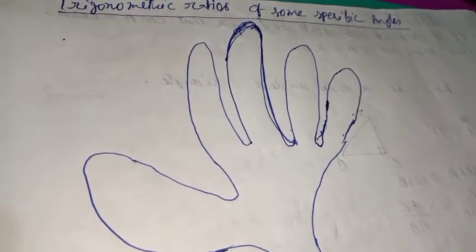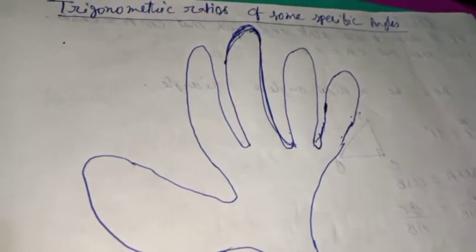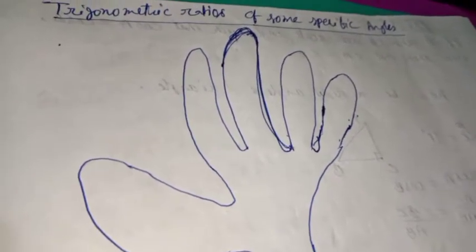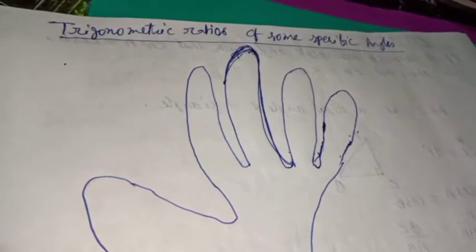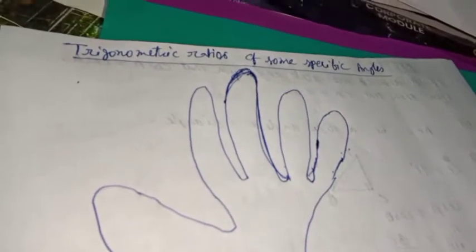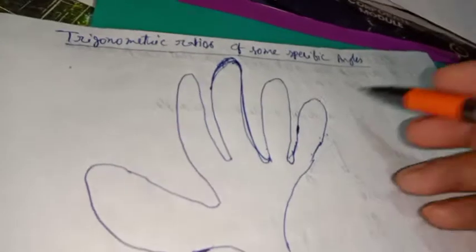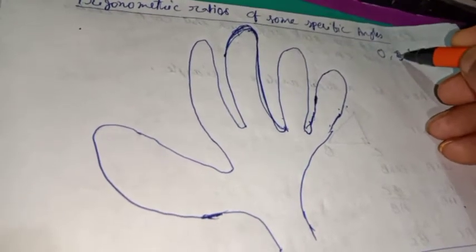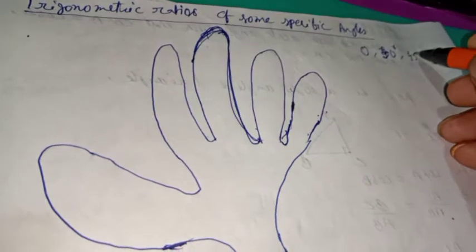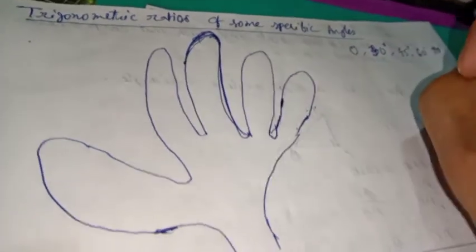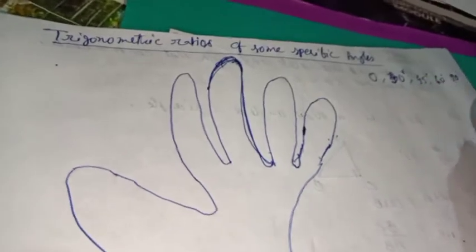In the last class, we successfully completed exercise 8.1 and we understood how to use trigonometric ratios. Today, the next concept is trigonometric ratios of some specific angles. So today we want to discuss this topic. Trigonometric ratios of some specific angles, that means 0 degree, 30 degree, 45 degree, 60 degree and 90 degree. These are the specific angles. We have to discuss this so you can get the values of trigonometric ratios for these angles.